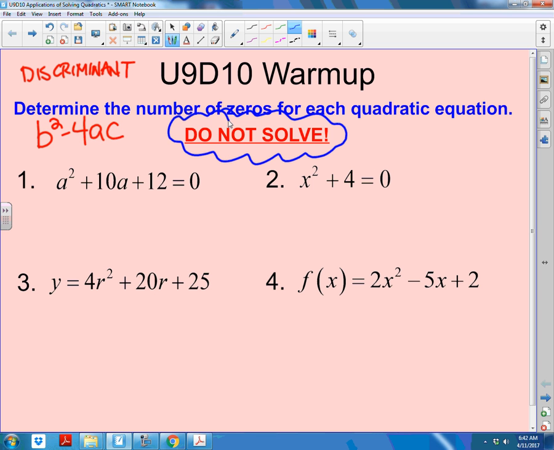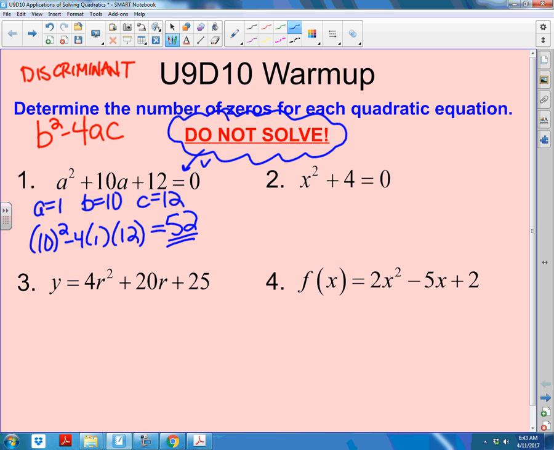So let's try this one. In the first example, we have a equals 1, b equals 10, c equals 12. It is equal to 0, so that's off of our little checklist. And so we end up with b squared, 10 squared, minus 4 times 1 times 12. We're going to punch that into our calculator, which I did not have ready. So we end up with 52. That means we have a positive discriminant.